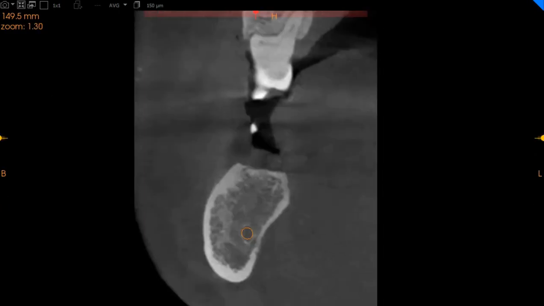This is the region of the lower left 7. Very good bone here. D2 quality bone. Excellent bone for implant placement. 12 millimeters of ridge width with 12 millimeters of height.